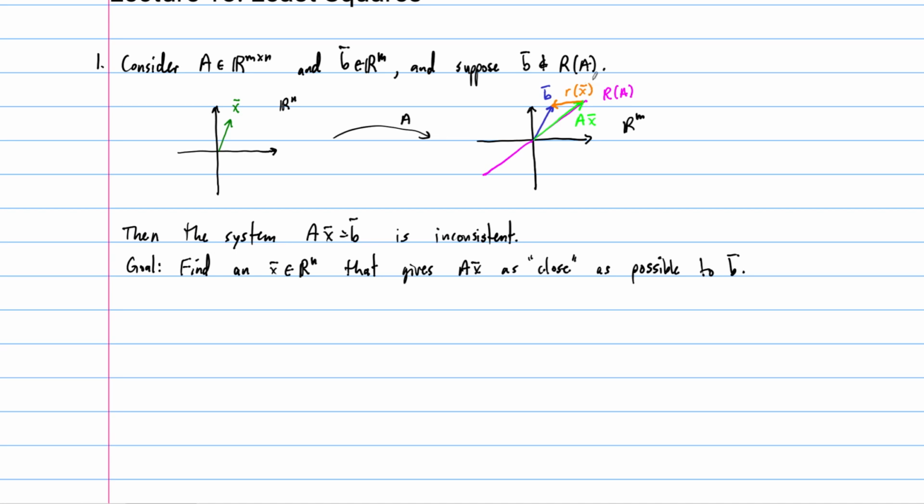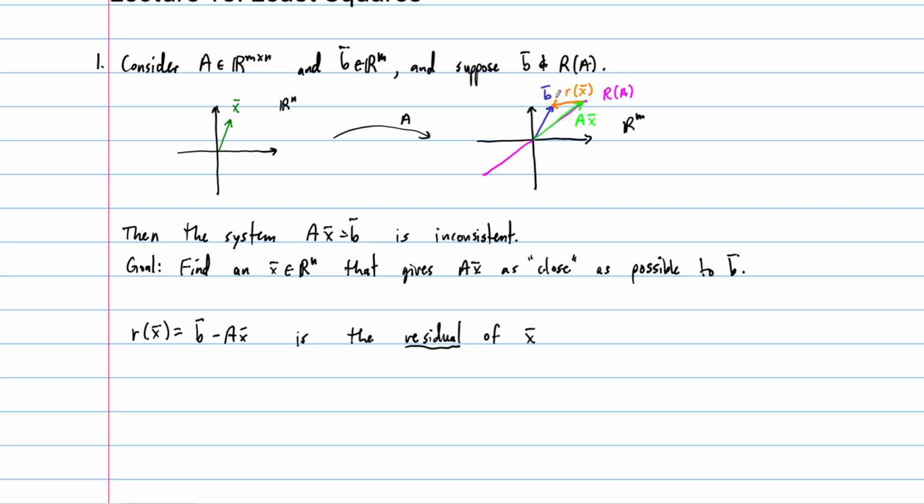This vector r of x is defined to be the difference of b, our given right-hand side vector that's not in the image space, minus the image of x from the domain space, Ax. This is going to be called the residual vector of the system. It's associated to x, so this residual vector depends on the choice of x in the domain. Really, you could think of r as a function itself. This is called the residual of x, the residual vector of x.